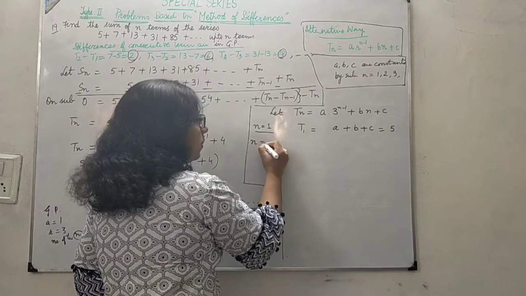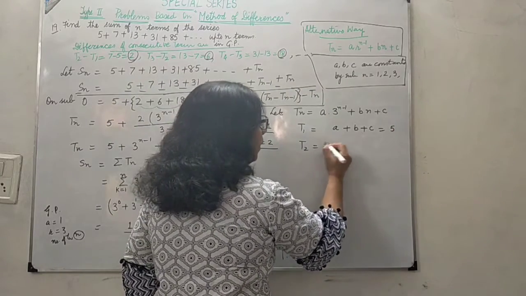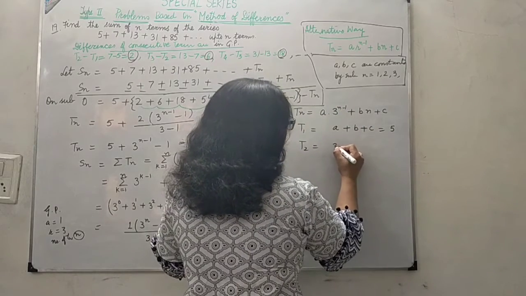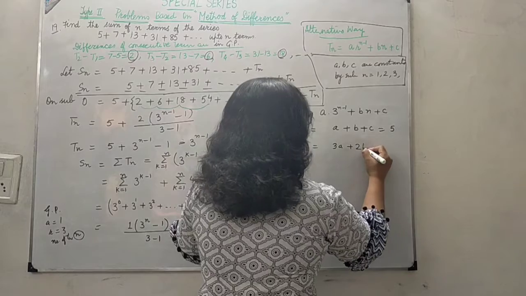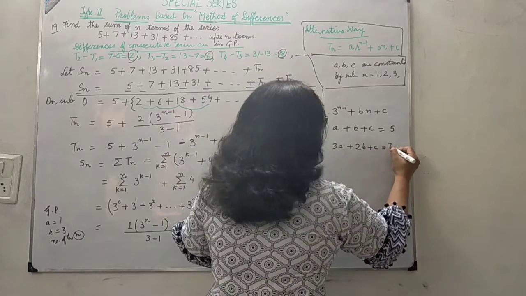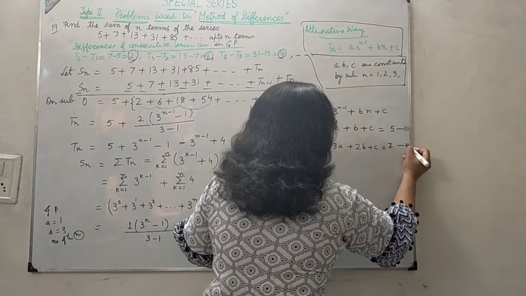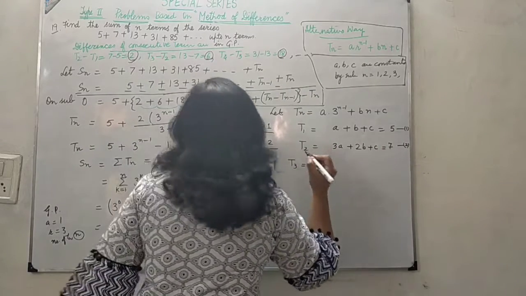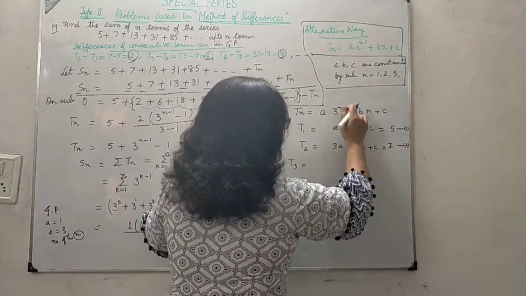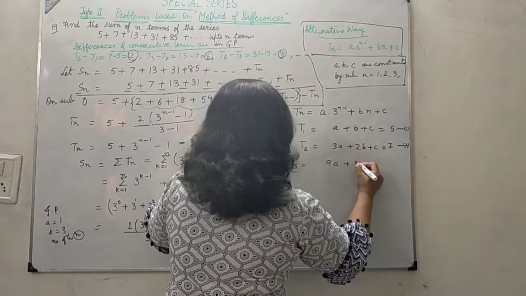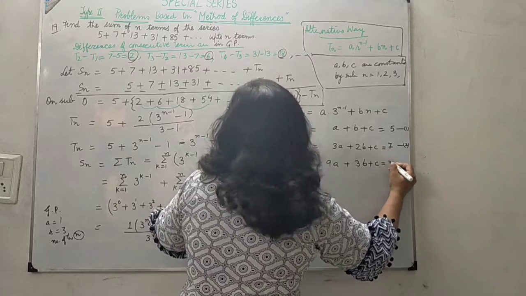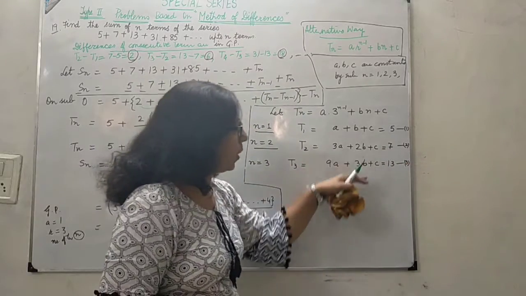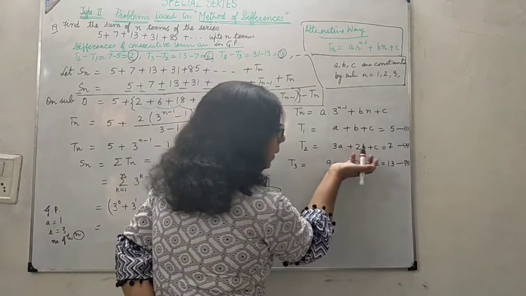And after that, if I substitute n as 2, this T2 will become a into 3 raised to power 2 minus 1, that is 3a plus 2b plus c, which is 7. This is your first equation, this is second equation. And if I substitute n as 3, this T3 will become a into 3 raised to power 2, that is 9a plus 3b plus c, which is 13. We have got 3 equations in a, b, c. We will solve these equations. We can do it verbally as well.